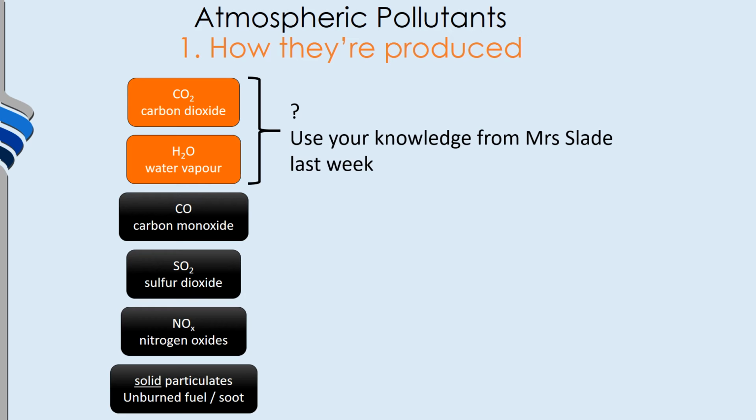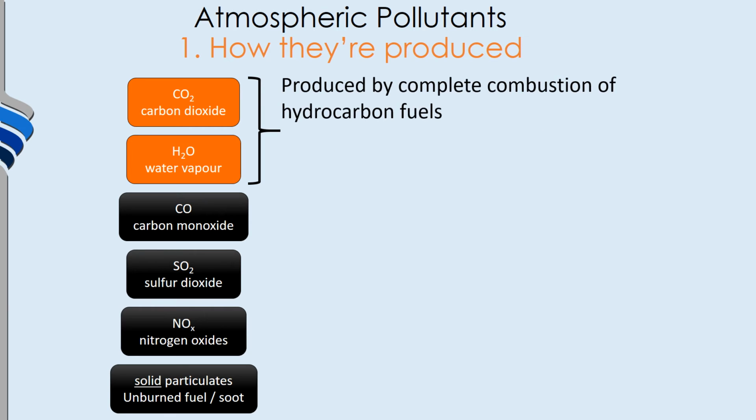Now, water vapour is produced alongside carbon dioxide from a process that you would have done with Miss Slade last week. We're not going to add water vapour to our table though, because water vapour will just end up in the water cycle, so it's not something that we have a big effect on. So what is it that produces carbon dioxide and water vapour? Well, if you said it came from combustion, or complete combustion to be specific, of hydrocarbon fuels.